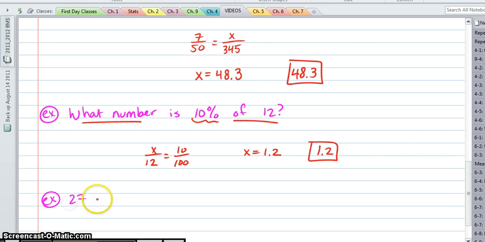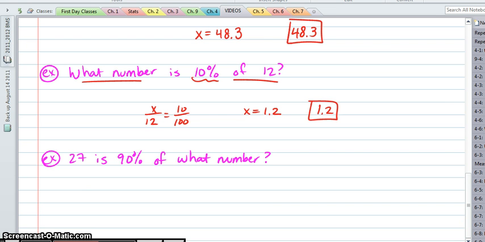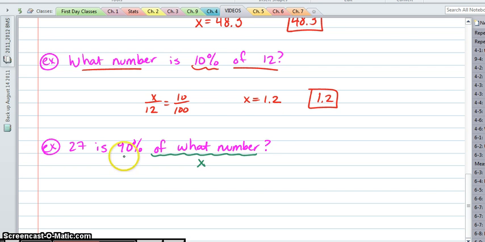Okay. How about this one? 27 is 90% of what number? So maybe in this case, you earned a 90% on an assessment, and it was 27 out of a total number of points. So we're trying to figure out that total number of points. So again, with the setup, we're trying to find of what number. I'm going to use x again. I'm given my percentage.